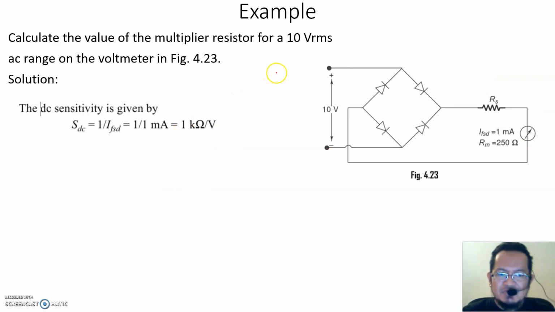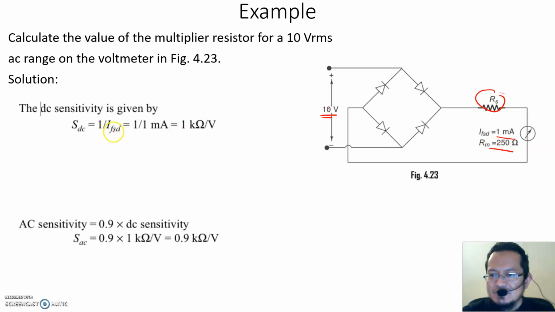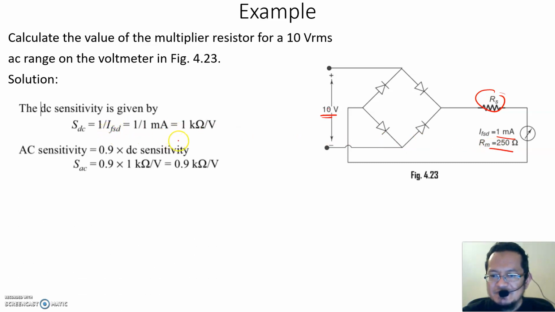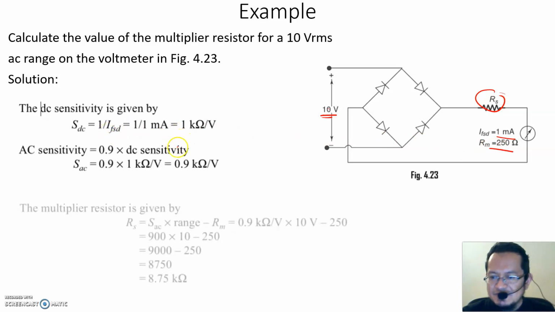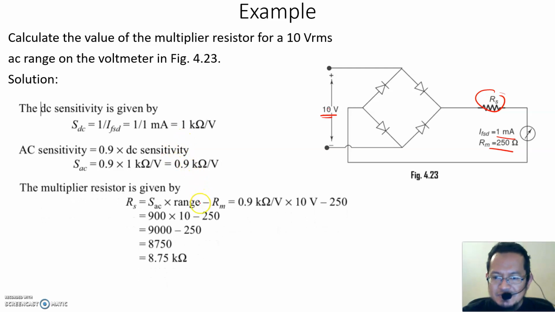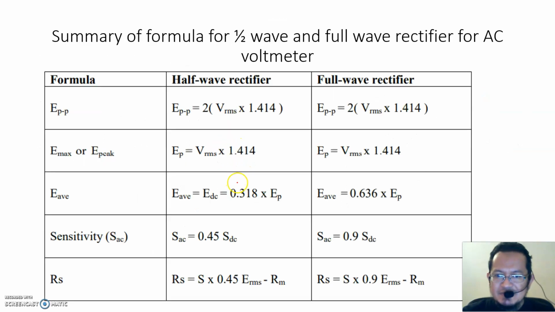I think this is among our last few examples. Again, this question asks you to calculate the multiplier resistance. This is a 10 volt RMS value and 1 milliamp full deflection current, with a different internal resistance. Following the same formulation, I believe it is pretty easy to follow, using the same steps as before. So you can go ahead and check yourself with this example.